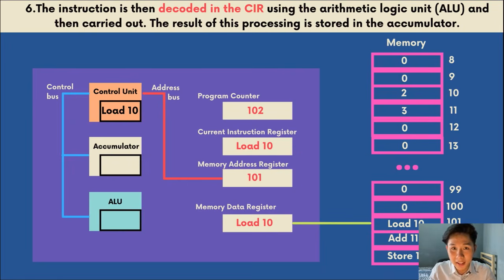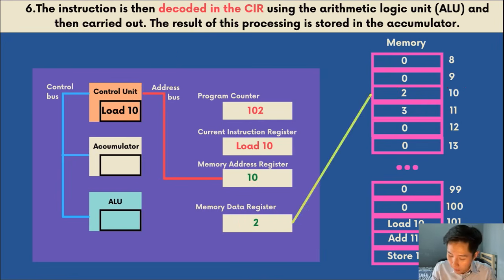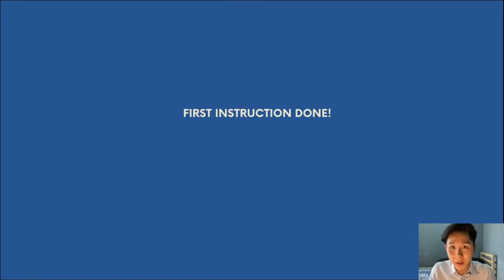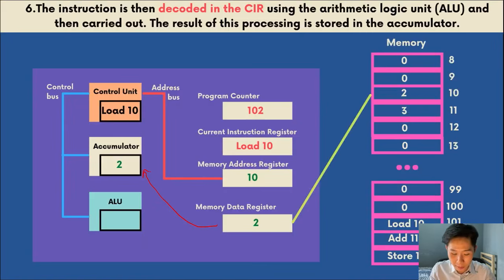And the word load 10 here doesn't mean I want to load the value 10. In fact, it is saying that I want to load whatever is inside location 10 into our accumulator. So as you can see from the right hand side, at location 10 the value is 2, and therefore this value 2 will first be moved to the memory data register, and then it will be stored into our accumulator. And that's the end of our first instruction. All we have done is load the value 2 into our accumulator.